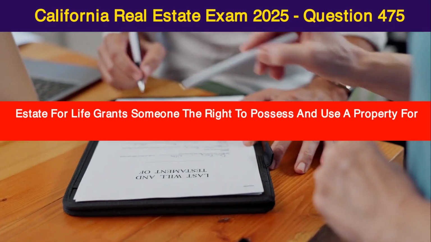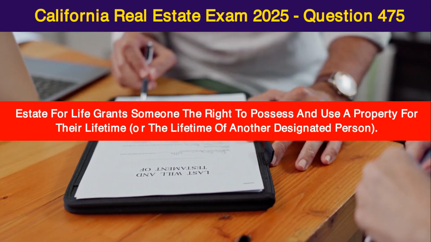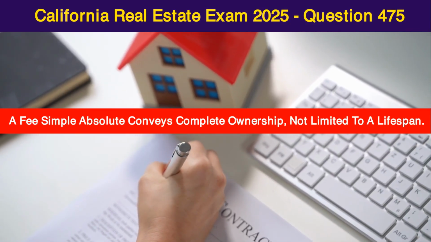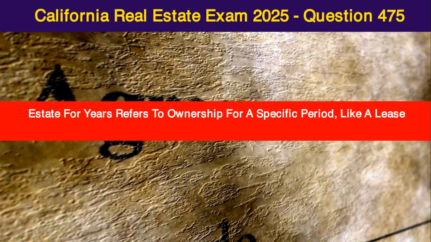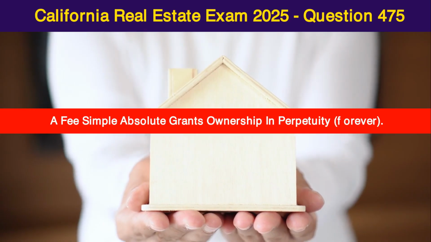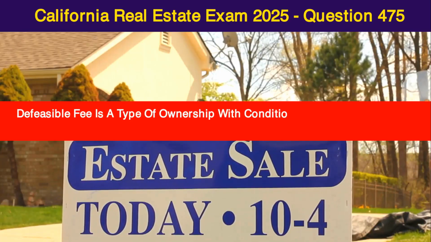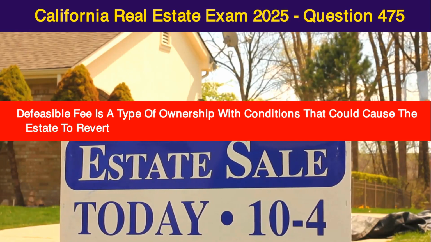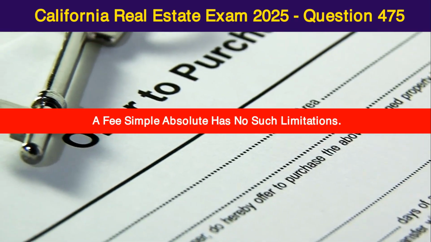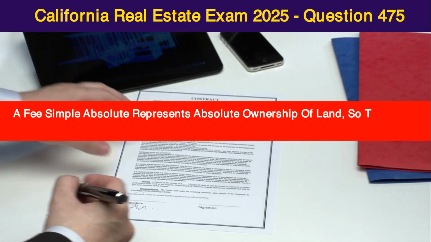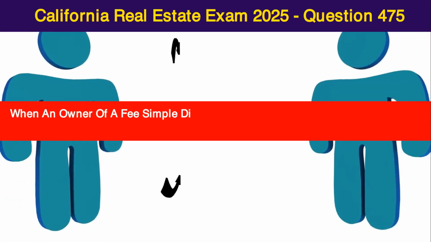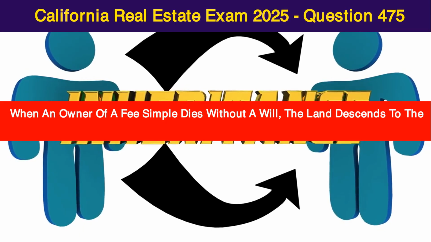Estate for life grants someone the right to possess and use a property for their lifetime, or the lifetime of another designated person. A fee simple absolute conveys complete ownership, not limited to a lifespan. Estate for years refers to ownership for a specific period, like a lease agreement. A fee simple absolute grants ownership in perpetuity, forever. Defeasible fee is a type of ownership with conditions that could cause the estate to revert to the grantor or another party if specific events occur. A fee simple absolute has no such limitations. A fee simple absolute represents absolute ownership of land, so the owner may do whatever she chooses with the land. When an owner of a fee simple dies without a will, the land descends to the heirs.